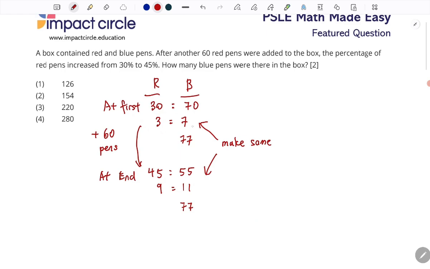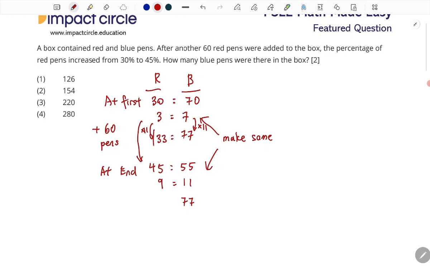For the situation at first, to get to 77, we need to multiply both sides by 11. This gives us a ratio of 33:77. And this would be the ratio that we will look at to make the comparison. At the end, we get to 77 by multiplying both sides by 7. This gives us a final ratio of 63:77. And now we can compare the two ratios in the box.